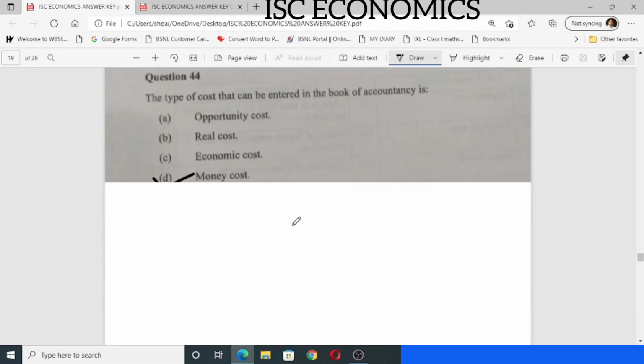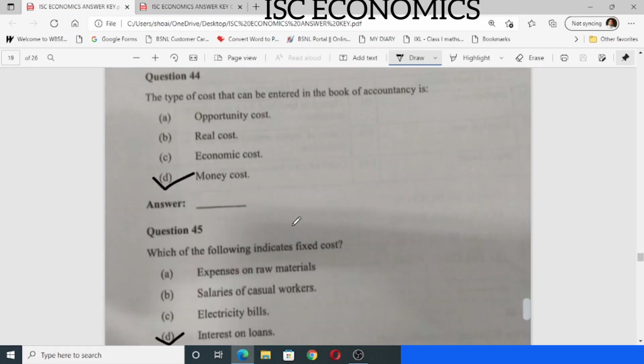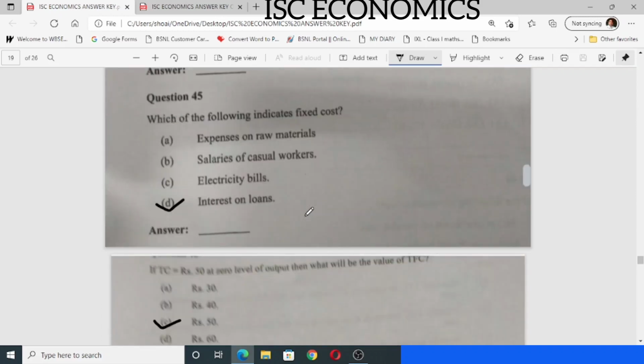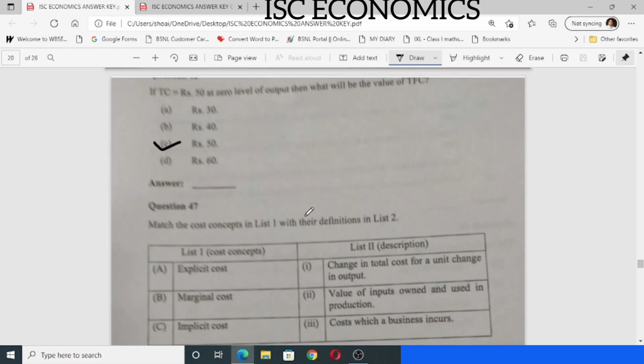Question number 44. The type of cost that can be entered in the book of accountancy is money cost. 45. Which of the following indicates fixed cost? D. Interest on loans. 46. Let me read out. If TC equals rupees 30 at zero level of output, then what will be the value of TFC? The option C is correct.